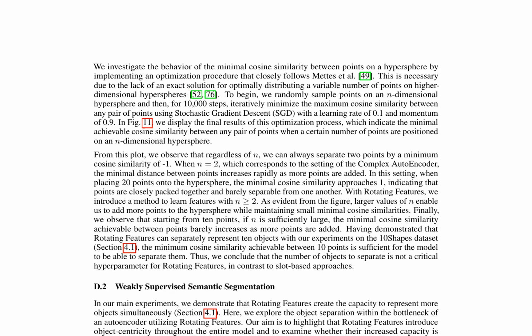This section of the research paper delves into the behavior of minimal cosine similarity between points on a hypersphere, particularly in the context of rotating features. The optimization process for positioning points on an n-dimensional hypersphere is discussed, as there is no exact solution for optimally distributing a variable number of points on higher dimensional hyperspheres.